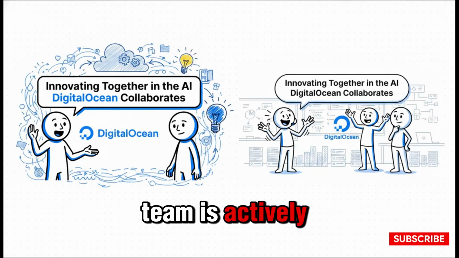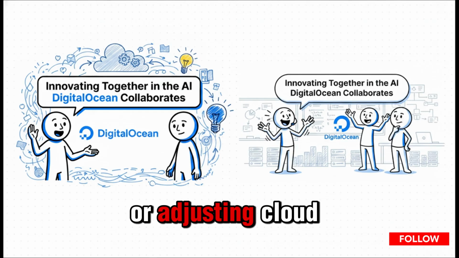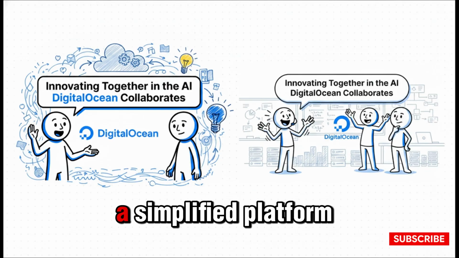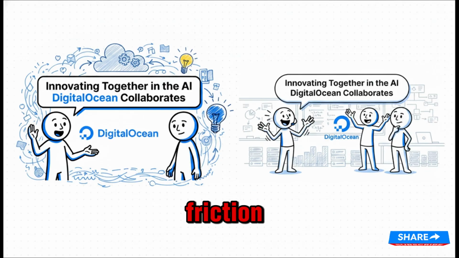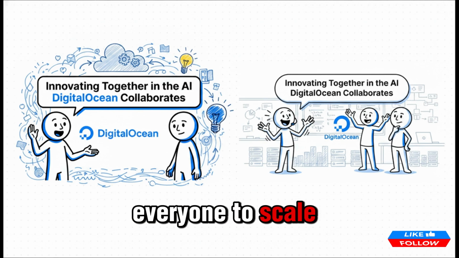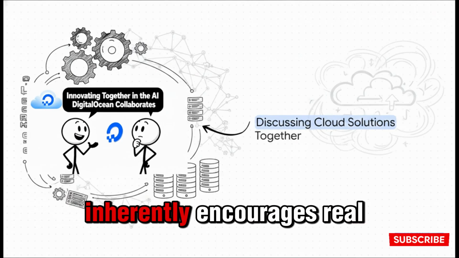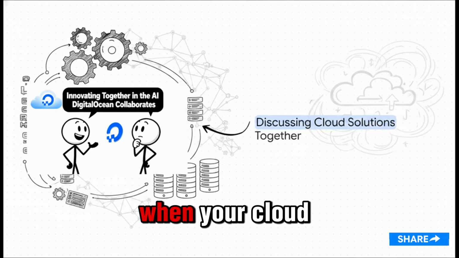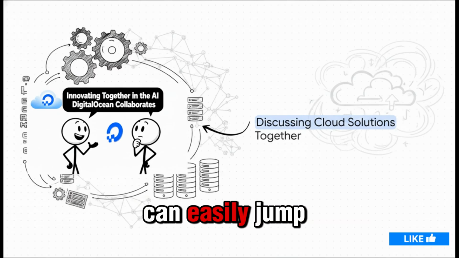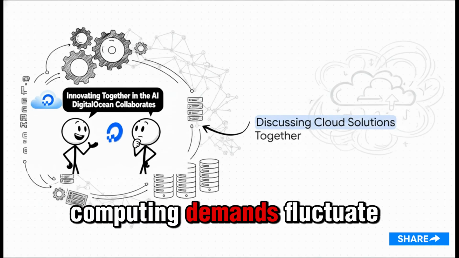Whether your startup team is actively whiteboarding brand new ideas, experimenting with different algorithms, or adjusting cloud resources on the fly, it all has to happen collaboratively. A simplified platform removes that typical friction that usually divides operations teams from developers, allowing literally everyone to scale the architecture seamlessly together. And honestly, that level of accessibility inherently encourages real teamwork. When your cloud environment isn't locked away behind a wall of overwhelming complexity, your entire team can easily jump in, manage cloud-native environments, and pivot right on the spot as AI computing demands fluctuate.